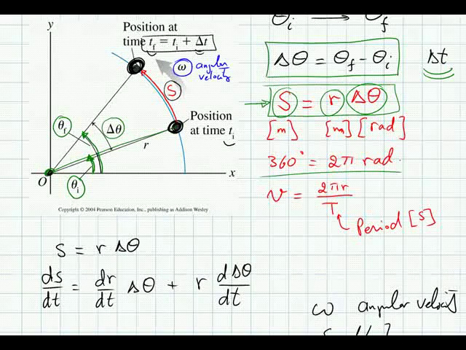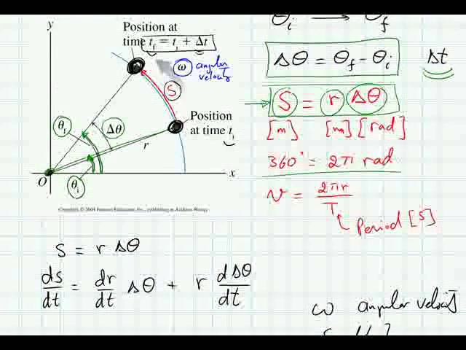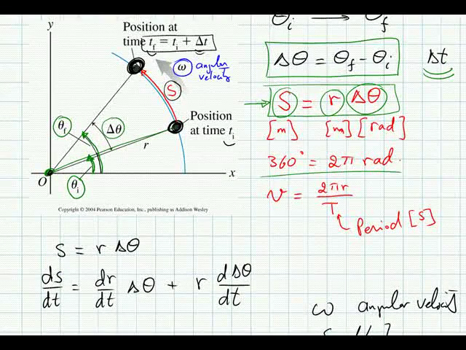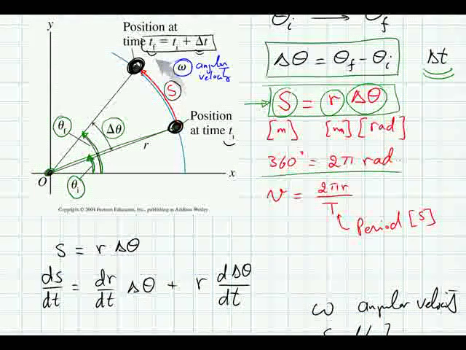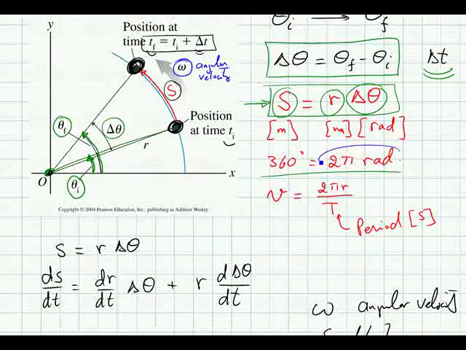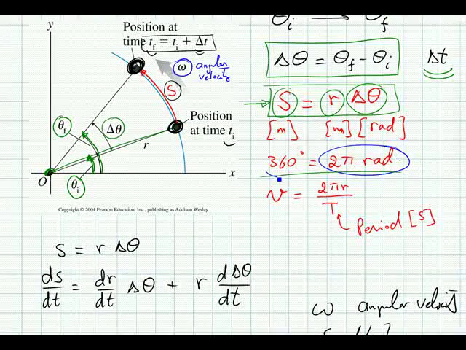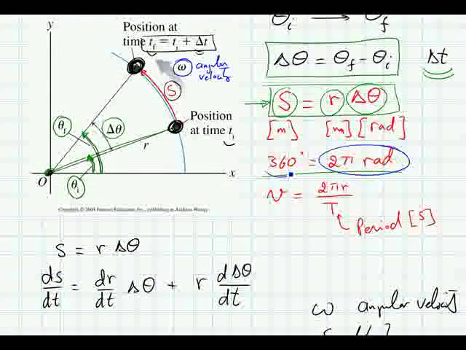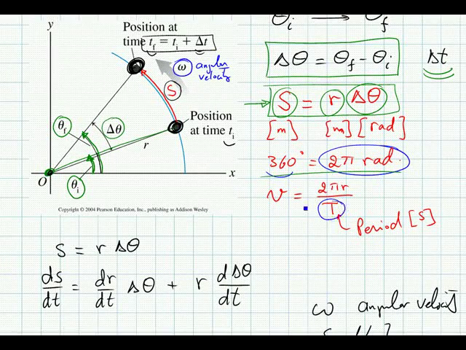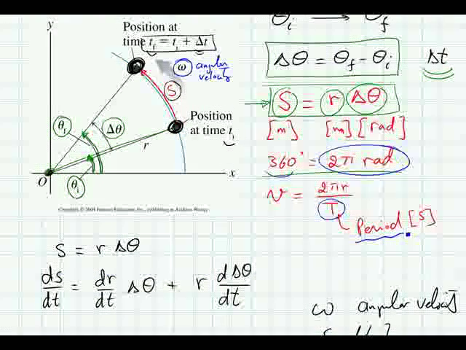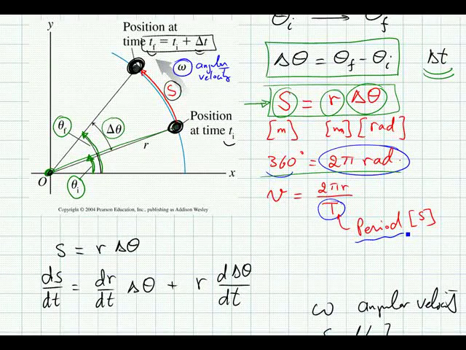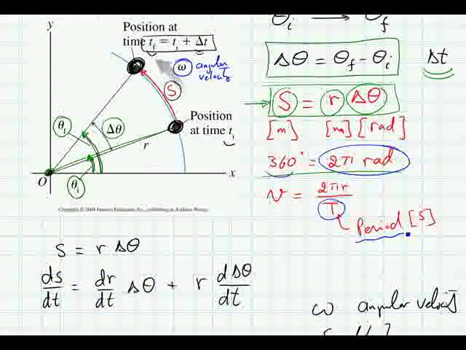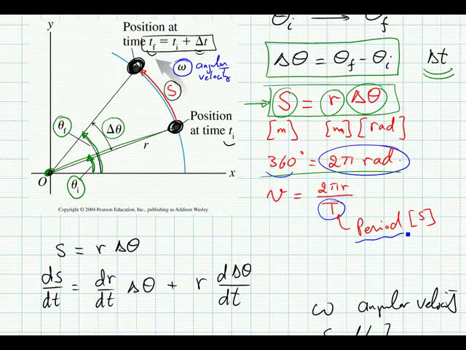Now, if the object makes one complete revolution around the circle, the angle is 2 pi radians. That's 360 degrees. So if the object makes one complete revolution around the circle in t seconds, this t is called the period. So t is the time that it takes for the object to make one complete revolution around the circle.